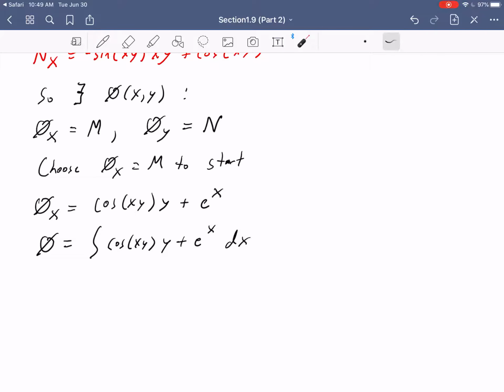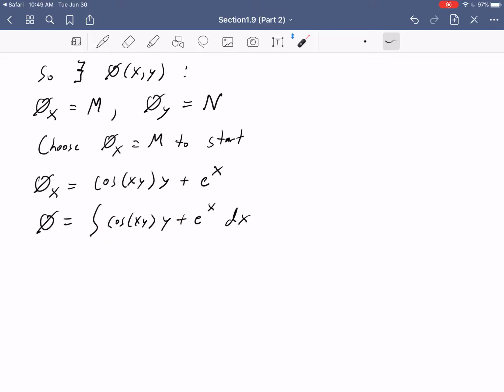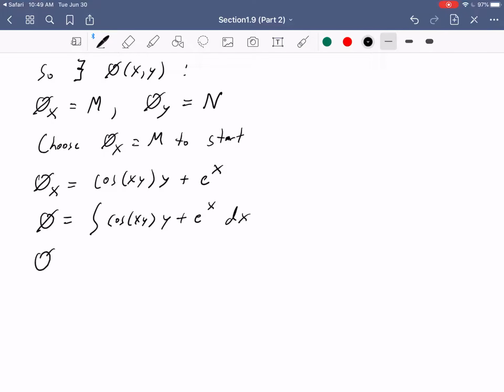A little bit messy to do so, but on this first component, notice that the derivative with respect to x of xy is equal to y. So you can actually do this as a substitution. If you want, you can write it out. u equals xy, du would be y dx. So this is going to be a u substitution there. So we can go ahead and integrate that. Integral of cosine is, of course, sine. So we get sine xy. And then the integral of e to the x is e to the x.